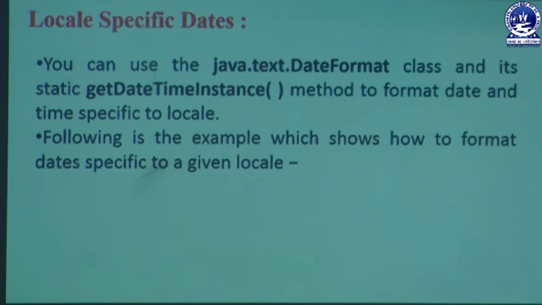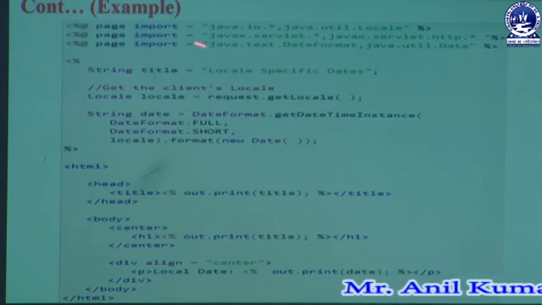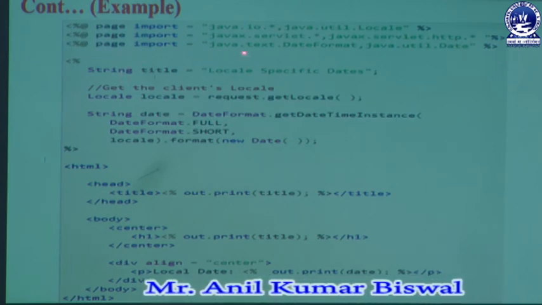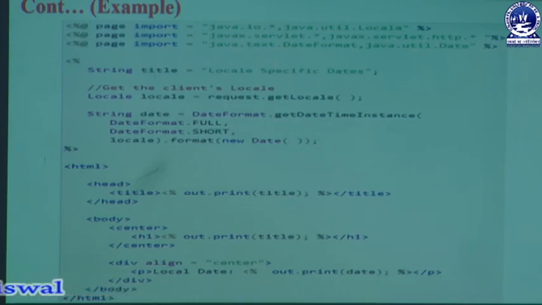If a user wants to change it to a particular format, then we have one specific program known as how to change the date format. Similarly, we can import packages like java.io, java.util.Locale, and javax.servlet.http, and we can also import java.text.DateFormat and java.util. Whenever these packages are imported in our program, we can define a title named locale specific dates.